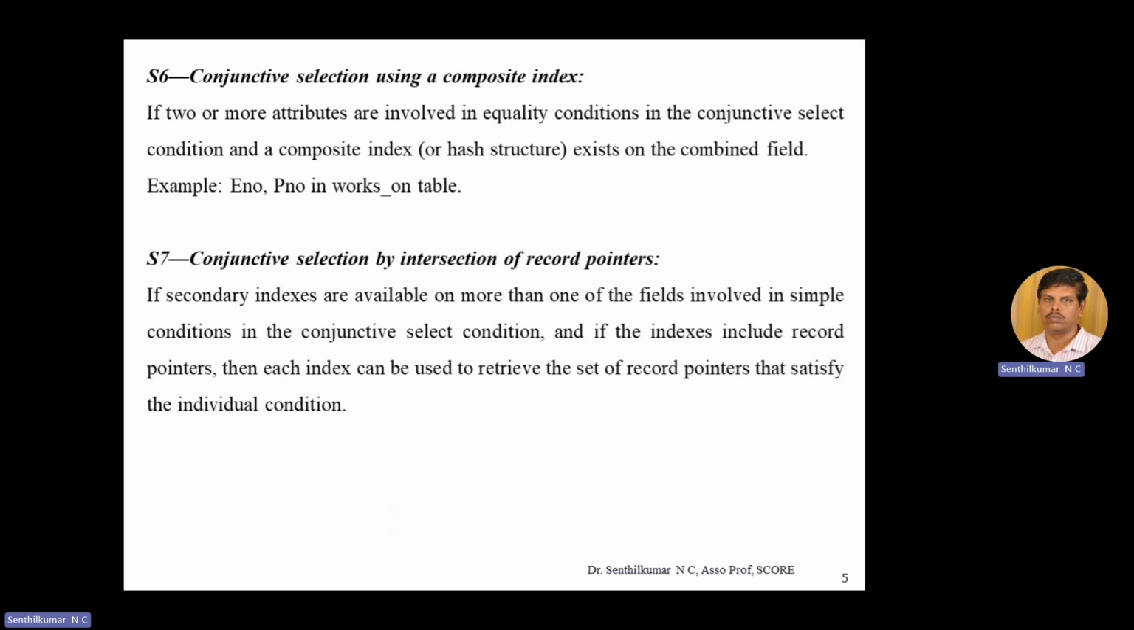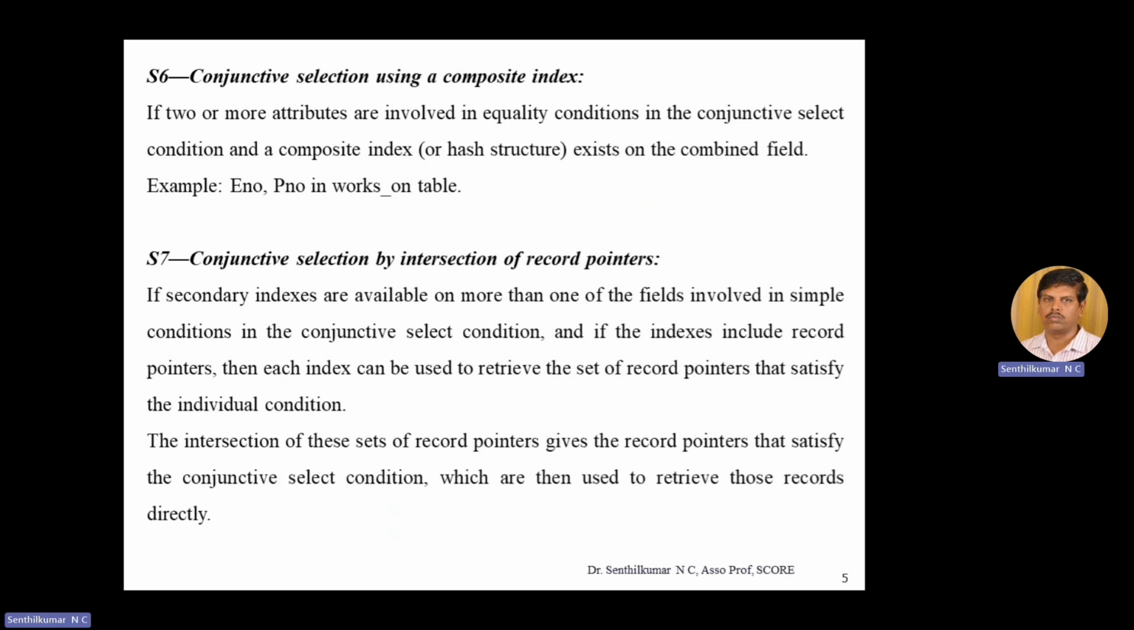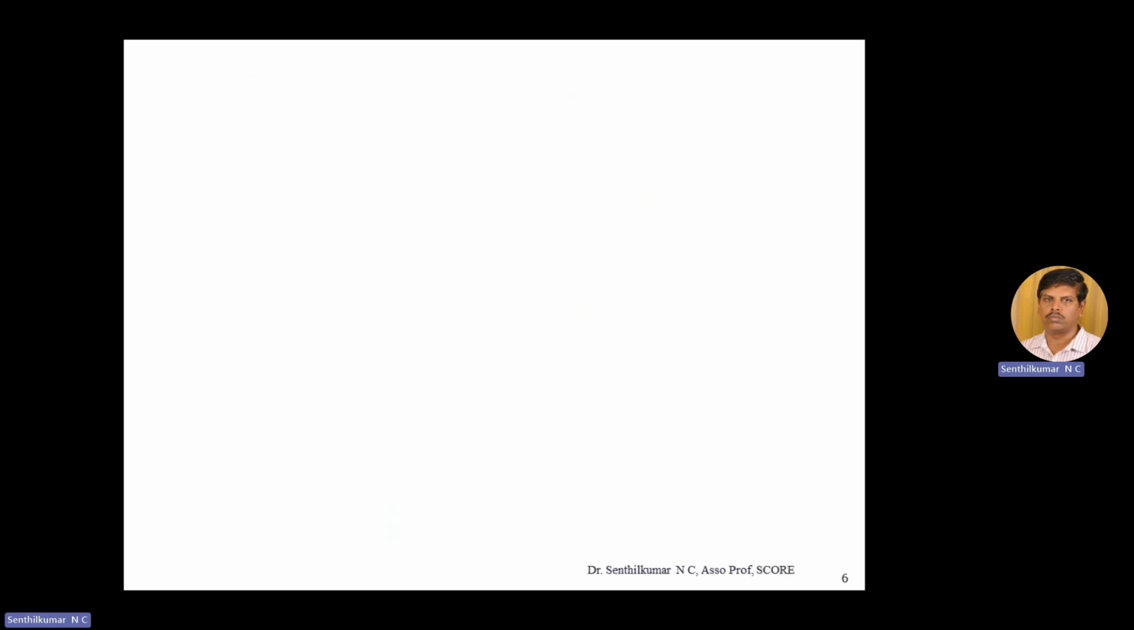Suppose three conditions are there. Suppose four conditions, then the same record pointer is available in all four sets, and that particular tuple will have the four values. So that is the concept of conjunctive selection by intersection of the record pointers. So these three methods are used for the complex selection.